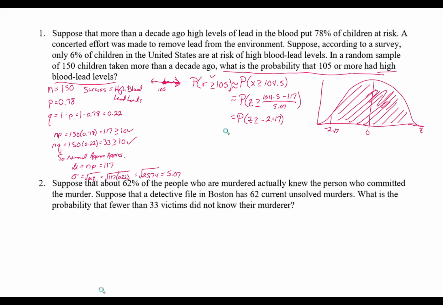Now remembering our table only ever gives us area to the left. That means this is going to be 1 minus the number you get off of your table whenever you look up negative 2.47. So when you go to your normal distribution table, you look up negative 2.47, you should get 0.0068. So the probability we're interested in is going to be 1 minus that 0.0068. And so when we do that, we're going to get 0.9932.